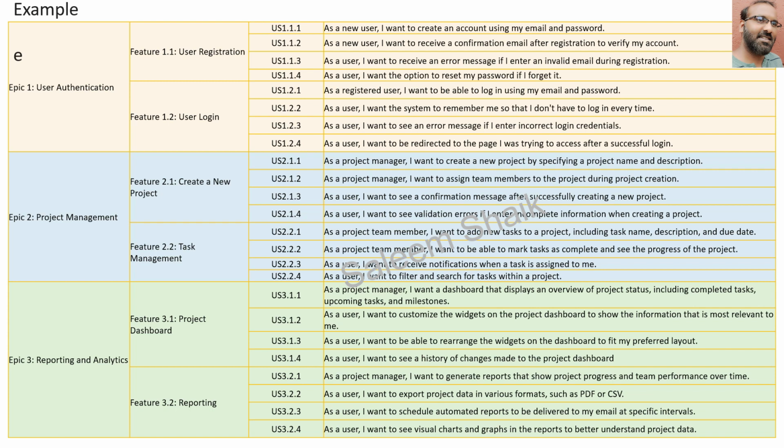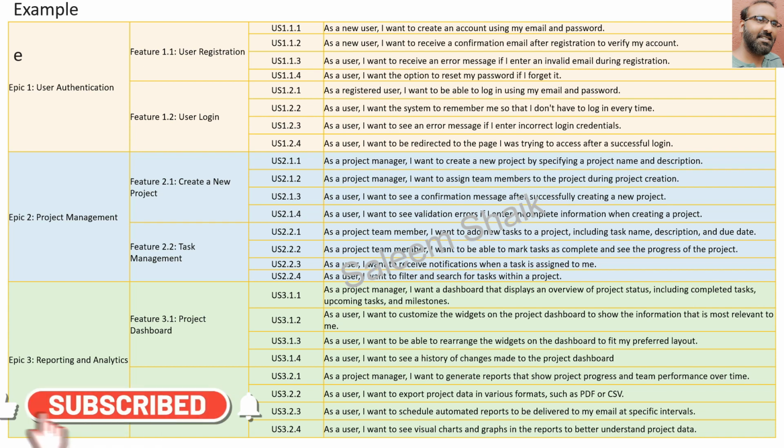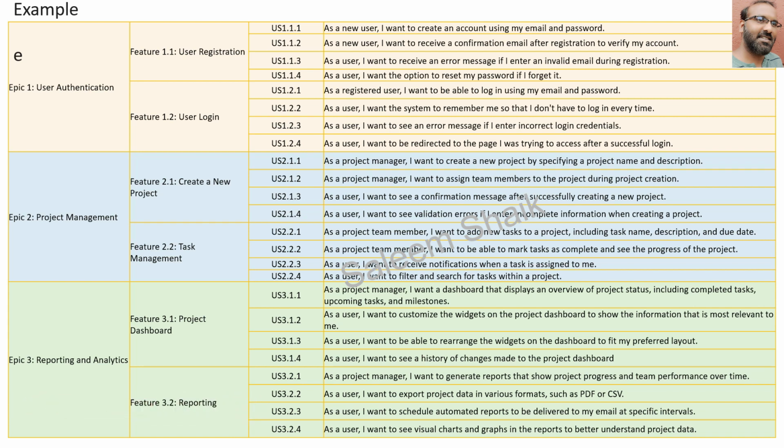Second user story. As a new user, I want to receive a confirmation email after registration to verify my account. Third one. I want to receive an error message if I enter invalid credentials. Fourth one. I want an option to reset my password if I forget it. This is all part of the user registration. We come to the login. As a registered user, I want to be able to log in using my email and password. Second user story. I want the system to remember my user ID and password. I don't want to log in every time. That is one of the stories.